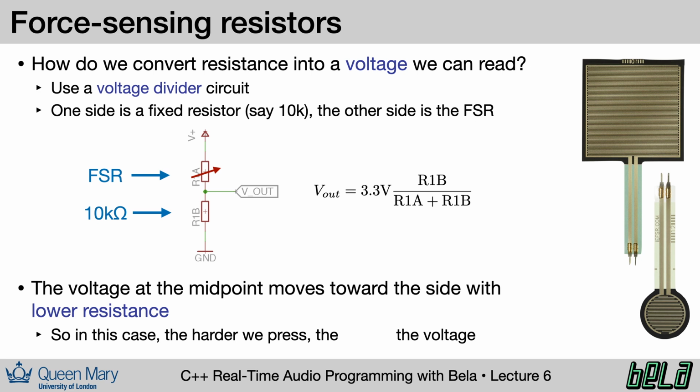Leaving aside any mathematical formulas here, the intuition with a voltage divider is like a game of tug of war. The midpoint is going to be pulled toward the side that has the lower resistance. So what we need to know in this case is which side will have the lower resistance. As we press harder and harder, is the resistance on the FSR going to go up or down? Well, we saw on the datasheet that the FSR resistance goes down as we press on it. Therefore, the top side has the lower resistance and the voltage is going to become higher.